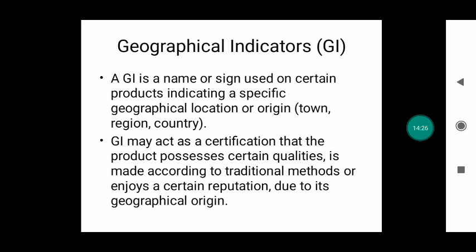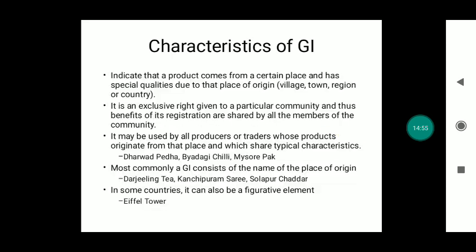Geographical indicators type of IPR is the name or the sign used on certain products indicating a specific geographical location. The location could be a town, region, country. GI may act as a certification that the product possesses certain qualities, is made according to traditional methods, or enjoys a certain reputation due to its geographical origin.